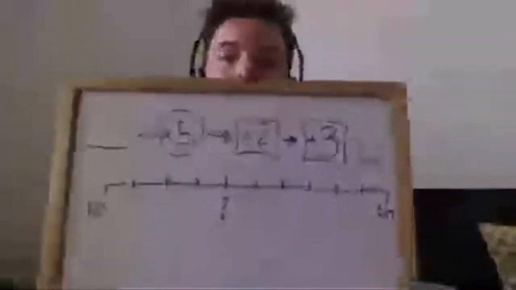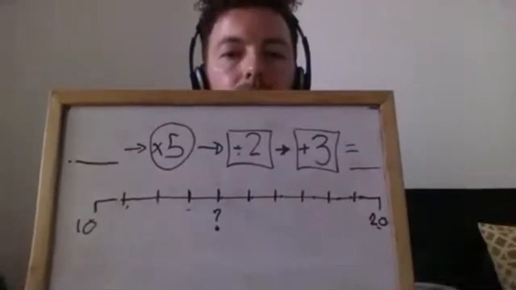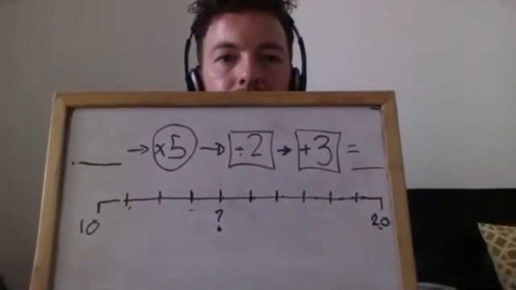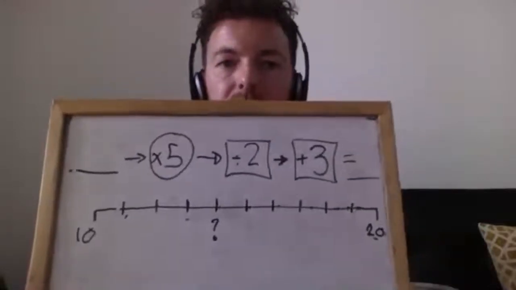Right. Let's go again. Now remember, this time I'm going to change up something very slightly. So you're going to need to double check, and you're going to need to read the number line, okay? Ready? Answers, go. Five seconds.